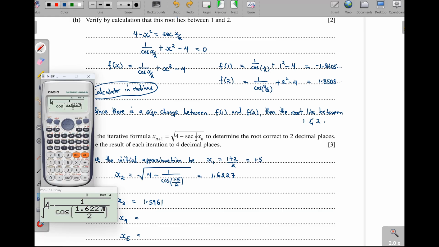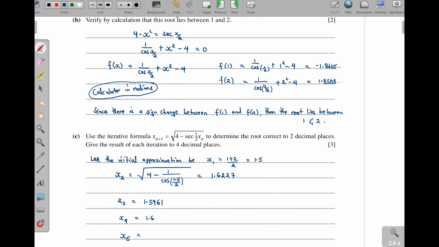We will come back here and then we put 1.5961. This one gives us 1.6025. 1.6024. Now, when I round this one to 2 decimal places, I get 1.62. When I round this one to 2 decimal places, that is 1.60. Even this one is 1.60.